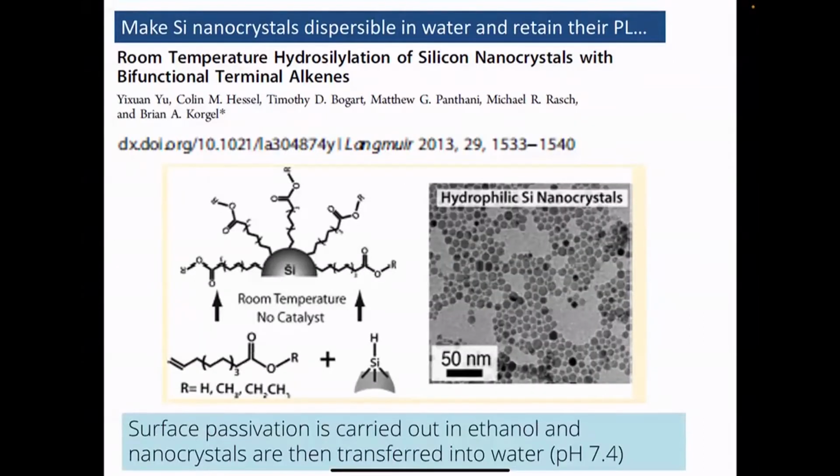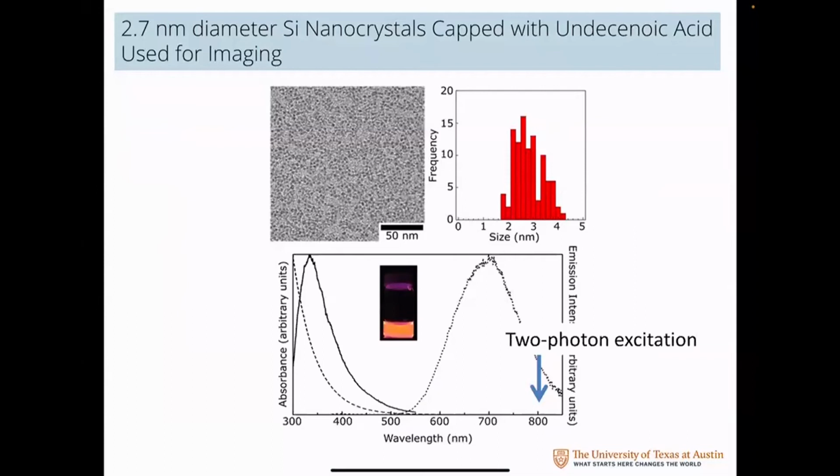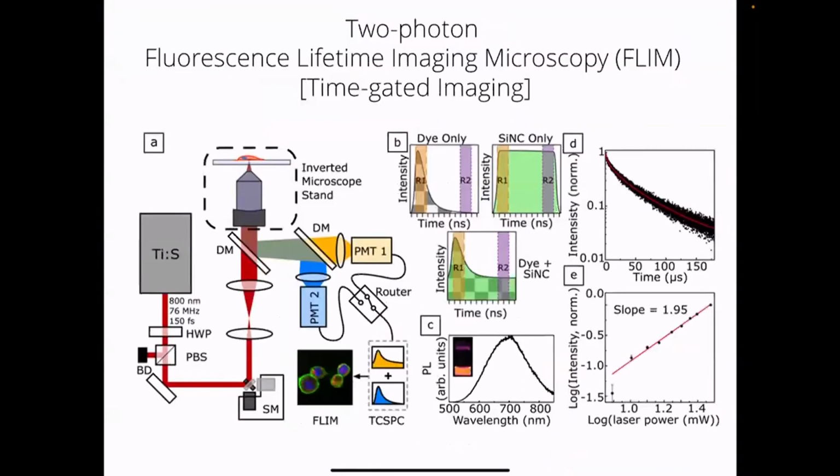We've worked on a variety of different passivation schemes. Depending on the functional group that's exposed on the nanocrystals, they can be dispersed in water or organic solvents or polar organic solvents. We've developed methods for doing low temperature passivation, making them water dispersible. So we can take these water dispersible silicon nanocrystals that emit in the red towards the near infrared region and use 2-photon excitation and do imaging.